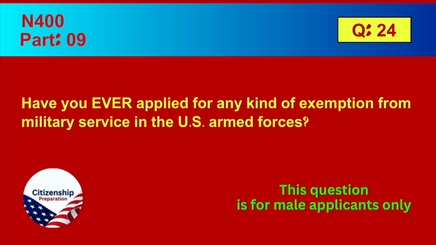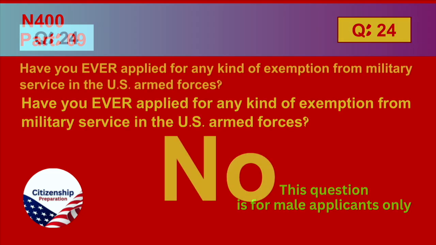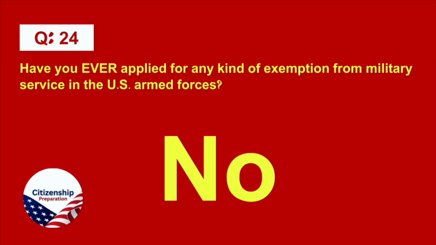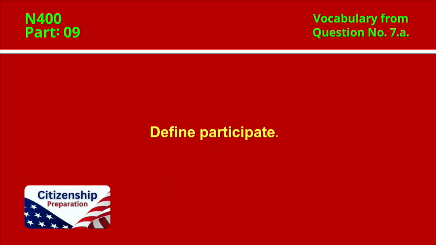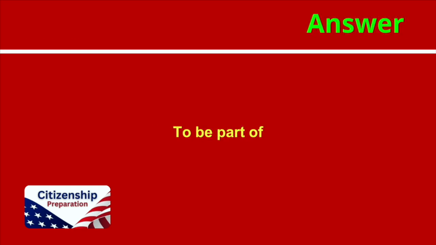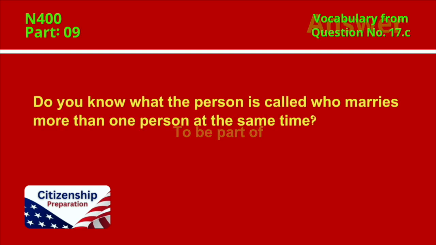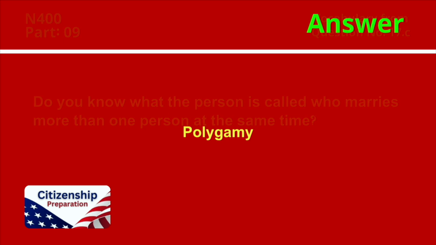Have you ever applied for any kind of exemption from military service in the U.S. Armed Forces? No. Define participate. To be part of. Do you know what the person is called who marries more than one person at the same time? Polygamy.